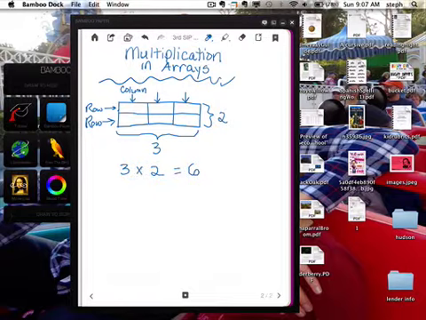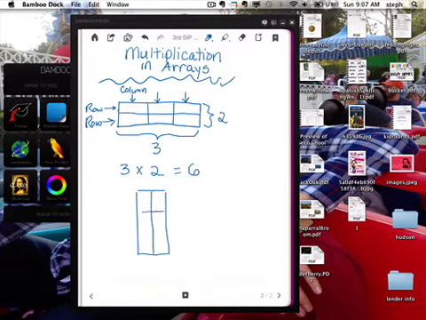Let's flip this array so it's standing tall. So go ahead and draw the rectangle standing tall. And you put the line down the middle. You just flipped it over. So now, instead of having 3 columns like we did up here, we only have 2 columns going down, don't we? And now we have 3 rows.